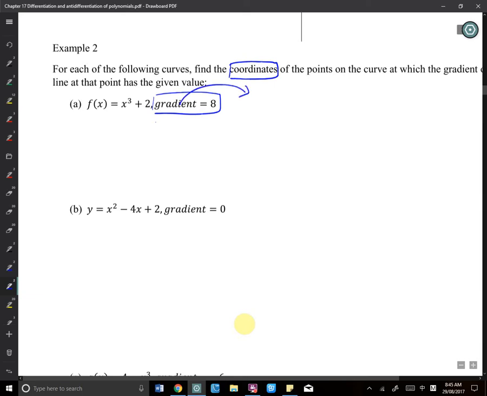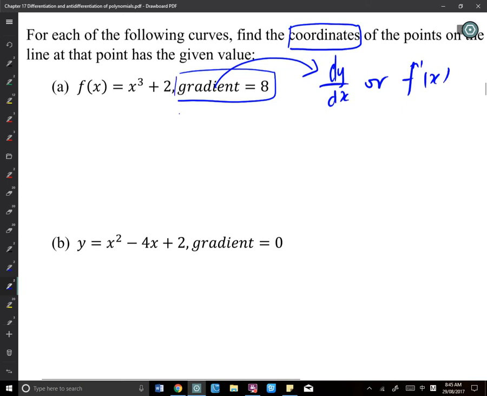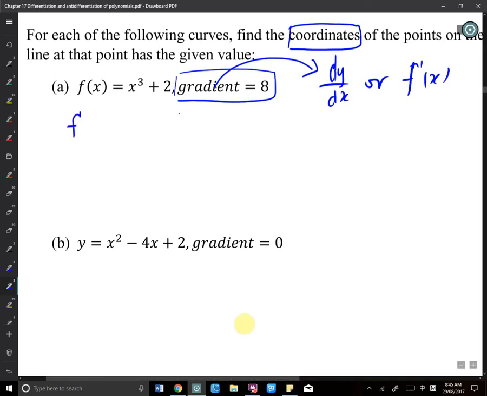Again, gradient means dy/dx or f dash x. When they say gradient equals to that, it's f dash x equals to that, and it's the gradient of the tangent. So I will find f dash x first. That's 3x to the power of 2 plus 0. The 2 is just a 0. So 3x to the power of 2 equals to 8.